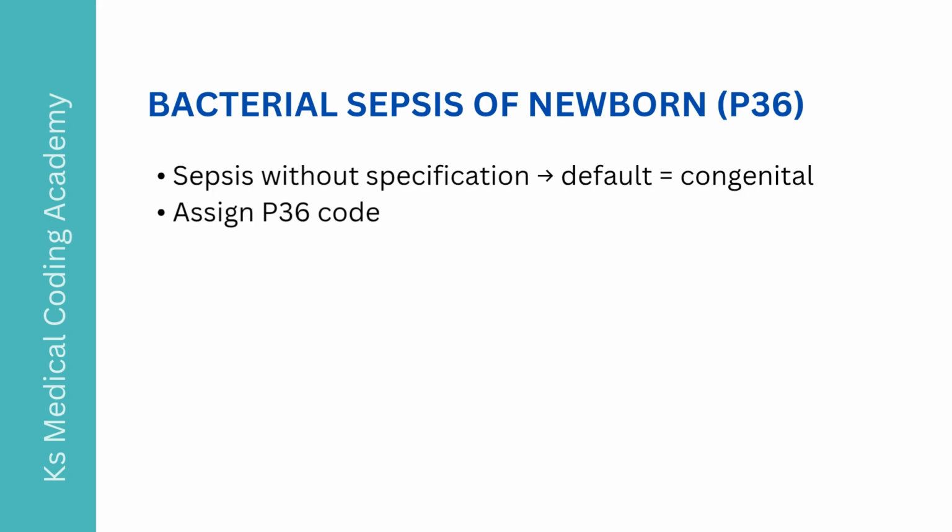Bacterial sepsis of newborn, P36. If a newborn is documented with sepsis and the type is not specified, the default assumption is congenital sepsis. In such cases, a code from category P36 is assigned.